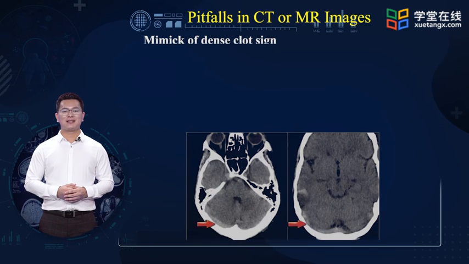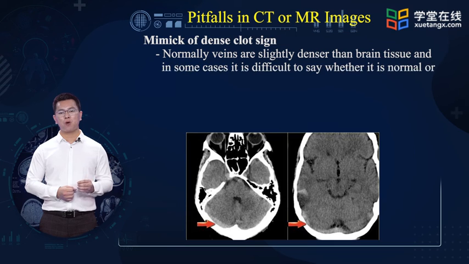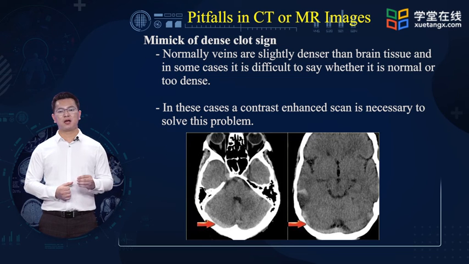Normally veins are slightly denser than brain tissue, and in some cases it is difficult to say whether it is normal or too dense. In these cases, a contrast-enhanced scan is necessary to solve this problem. On the left, an image of a thrombosed transverse sinus, and next to it, a normal transverse sinus.